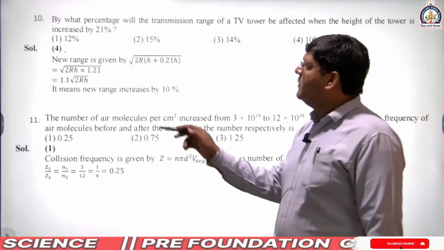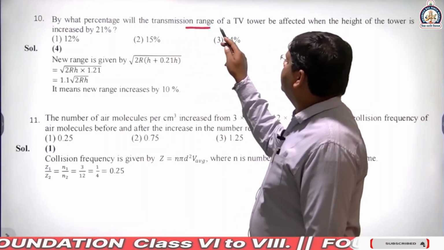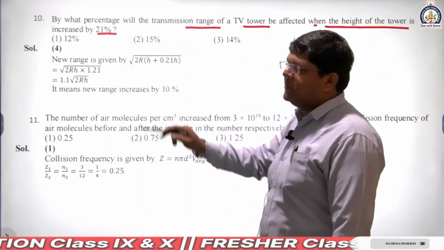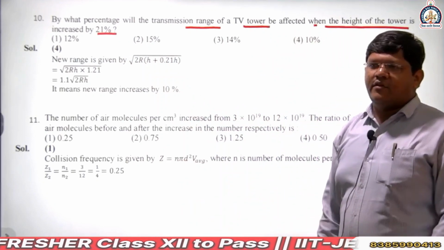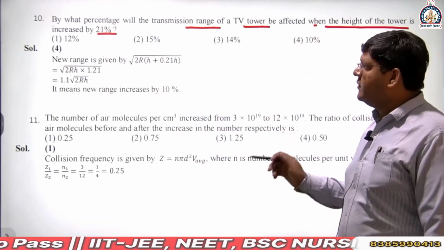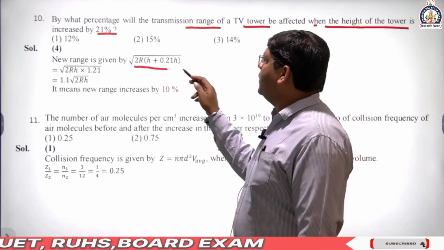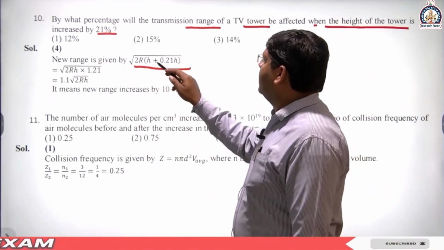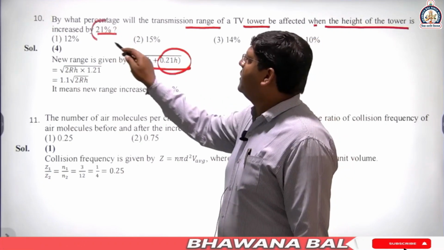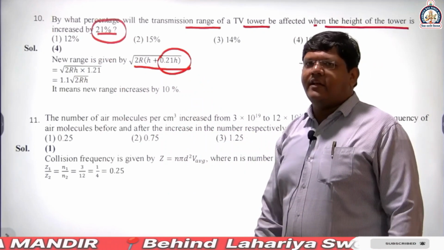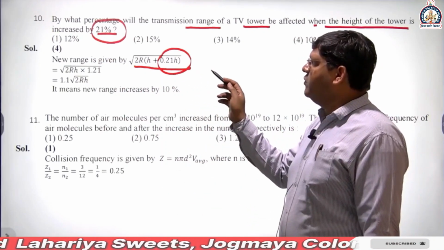Moving to the next part, by what percentage will the transmission range of a TV tower be affected when the height of the tower is increased by 21%? This question is actually based on the topic of communication systems. Now the new range formula is given by under root 2R into h plus 0.21h. Why have we written this? Because there is an increment of 21%. So the initial height is h and the new height will be h plus 0.21h.